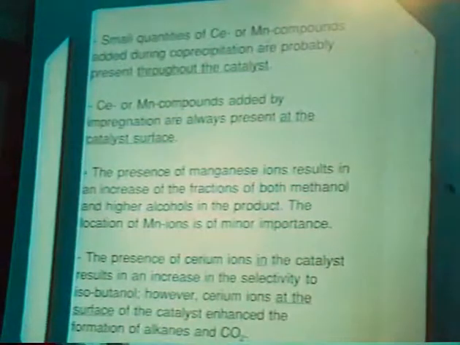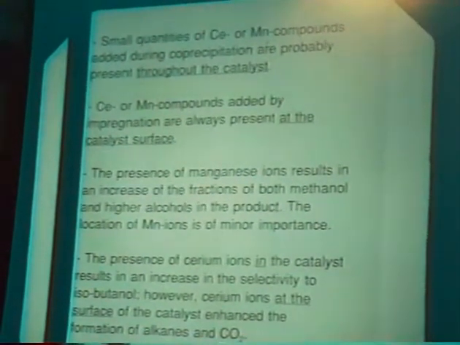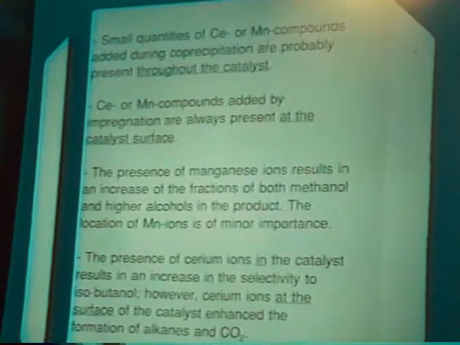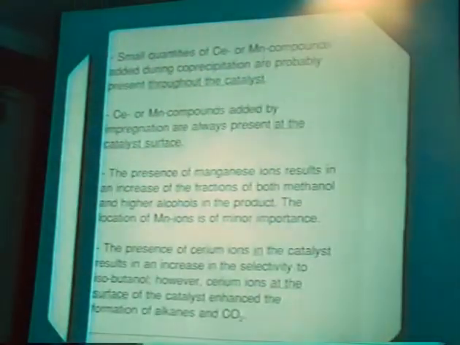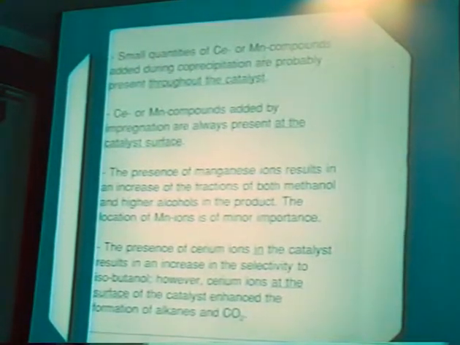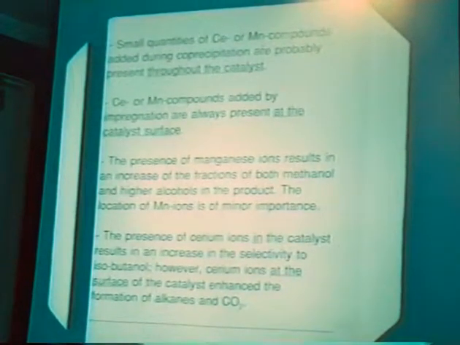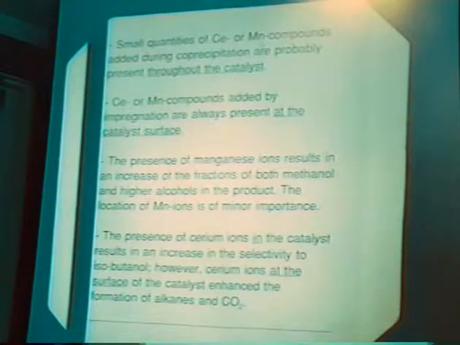Now let me come up with some conclusions. Some small quantities of cerium and manganese are probably present throughout the catalyst. In other words, by co-precipitation, we get them all the way through the catalyst. When we use impregnation, they will be almost entirely present at the catalyst surface. When we have manganese ions in the material, we get an increase in the fractions of methanol and higher alcohols, and the location appears to be unimportant. It doesn't really make much difference as to whether we have a co-precipitate or an impregnated material. It doesn't have a great deal of effect.